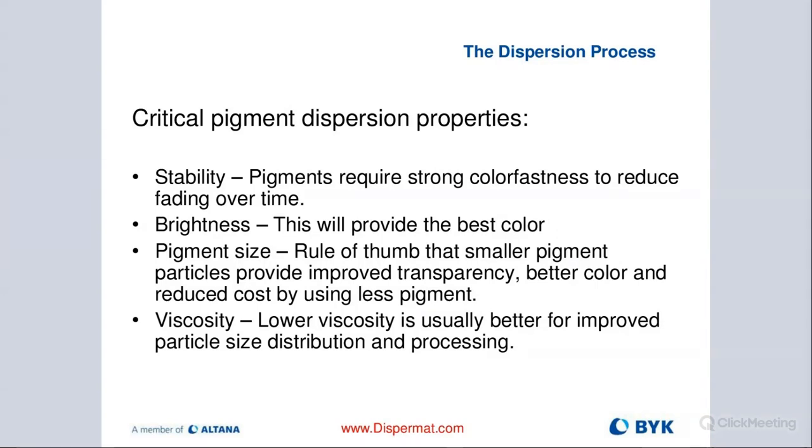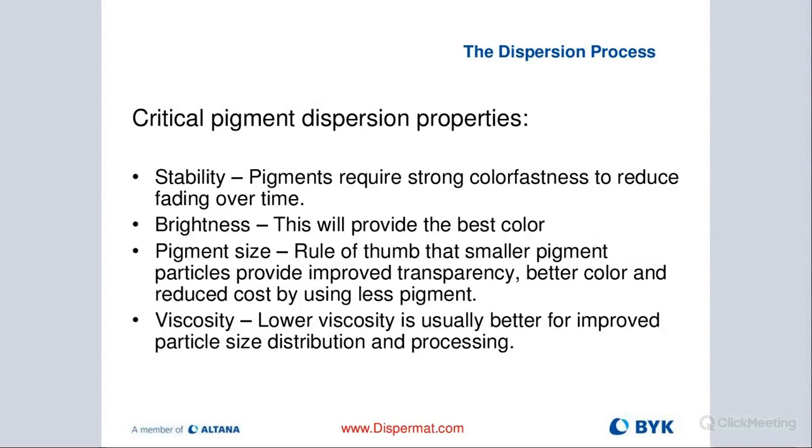For most products, the smaller my pigment particle, the further I mill it down, the better my end result: better transparency and color. And then, as we discussed before, you're going to use less pigment, which is going to be a huge cost savings. And then we want to watch out for viscosity.